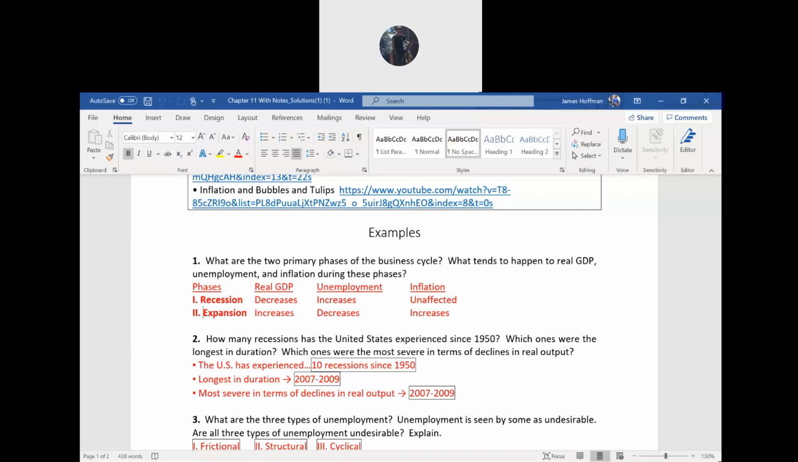Okay, the other phase is expansion when the economy is growing. When there's an expansion, by definition, the economy is growing, so real GDP is increasing. Unemployment goes down, and normally during an expansion, there's an increase or inflation, and prices go up.